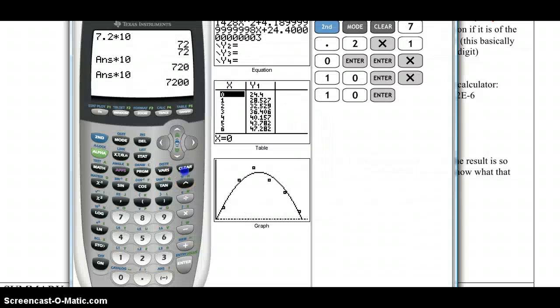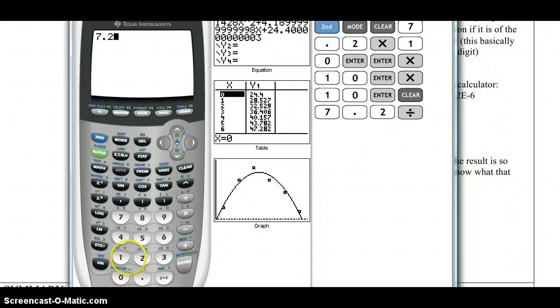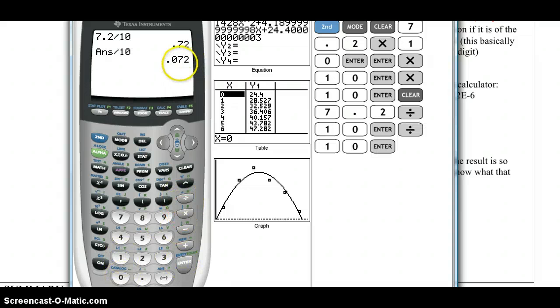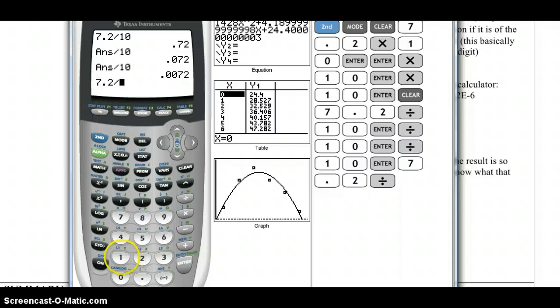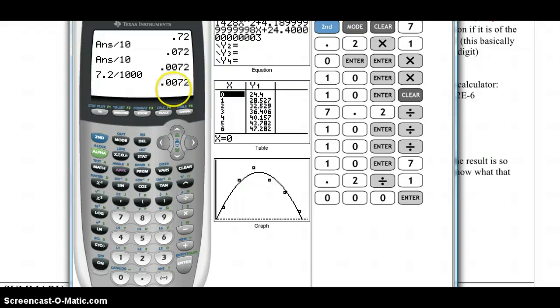Again, in our number system, let's clear off what was there. Let's start with 7.2, and let's divide by 10. And we can see that the decimal moved to the left one place. And if we divide by 10 again, it moves to the left yet another. And if we divide by 10 again, it moves to the left yet another. So if we were to take 7.2 and divide by 1,000, we get 0.0072.